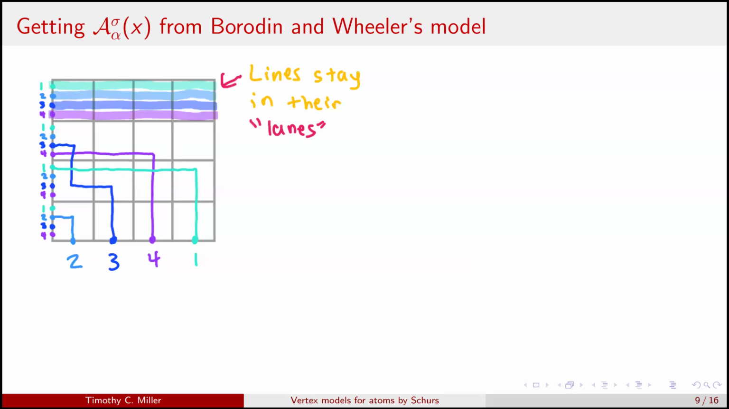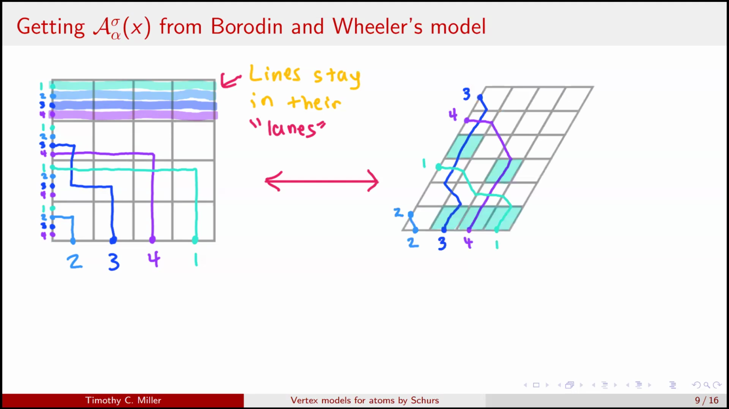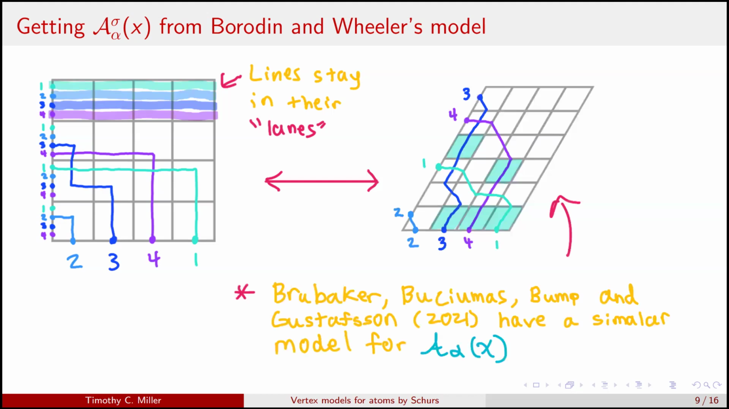I haven't explained all the details of this model because we're not going to spend too much time on it, but there's this nice rule, which is that these lines, as long as you ensure that they only cross once, it computes the polynomials we care about. But I took that picture and I sort of made it compatible with the Schur polynomial model. And so those pictures will look like this. There's a very similar model as well from Brubaker, Buciumas, Bump, and Gustafsson, just for Demazure atoms without the permutation.